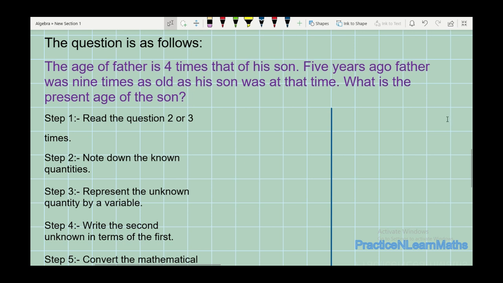I can assure you that if you follow these 6 steps meticulously for every sum, then it will become easy for you to solve each and every sum. So here I'll be using just one variable, and here I'll be using two variables for two unknowns.